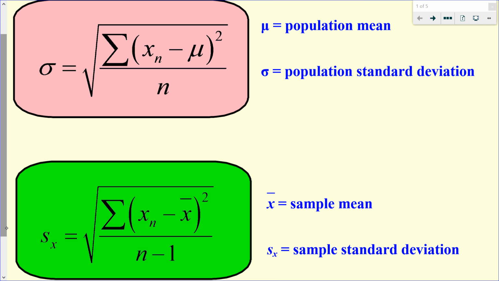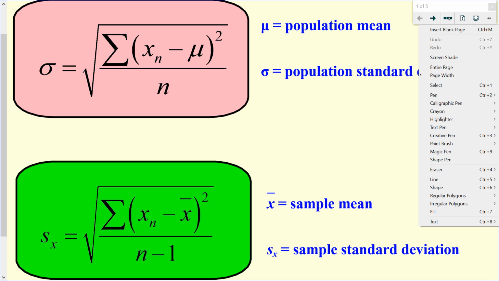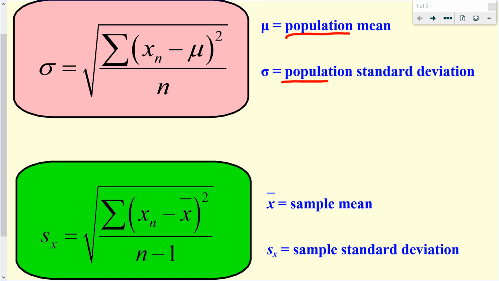One difference has to do with calculating them for a population or calculating them for a sample. If you recall correctly, a population is the entire group, a sample is the portion of the group. So when we're dealing with the population, we're using the letter mu for the mean, and we're using the lowercase letter sigma for the standard deviation. The difference when we look at a sample is the mean becomes x bar, and the standard deviation becomes s sub x.